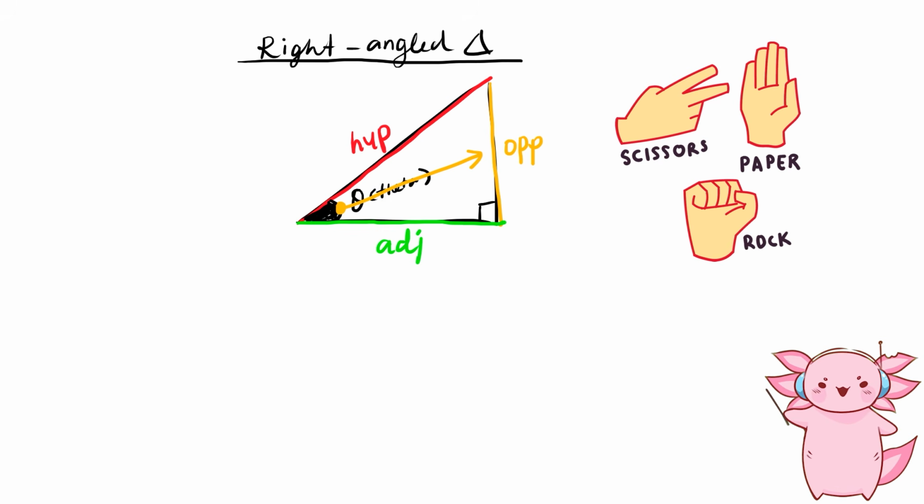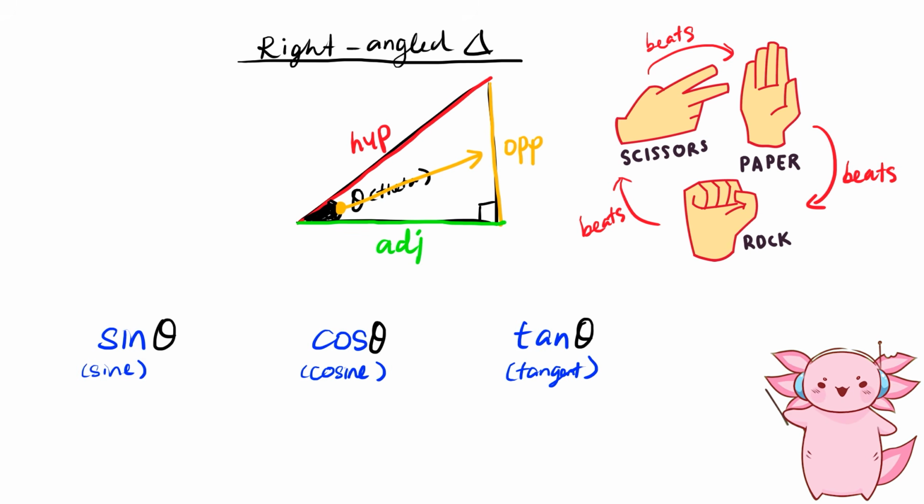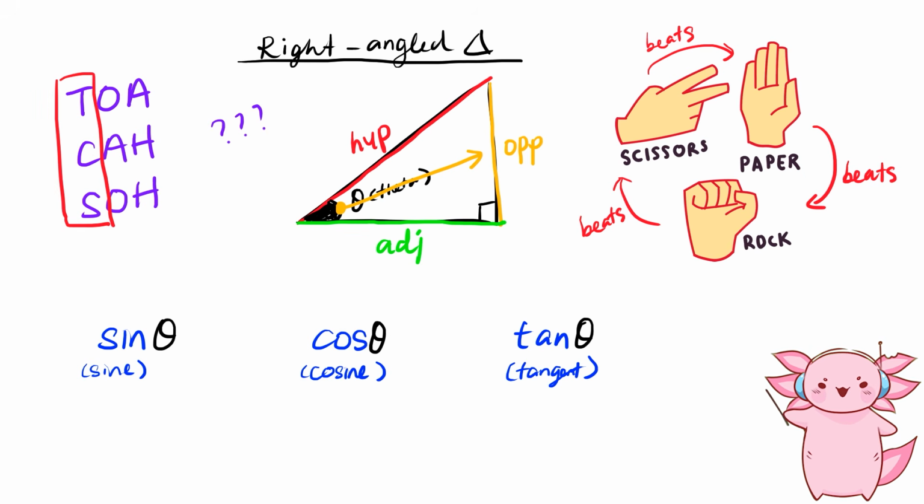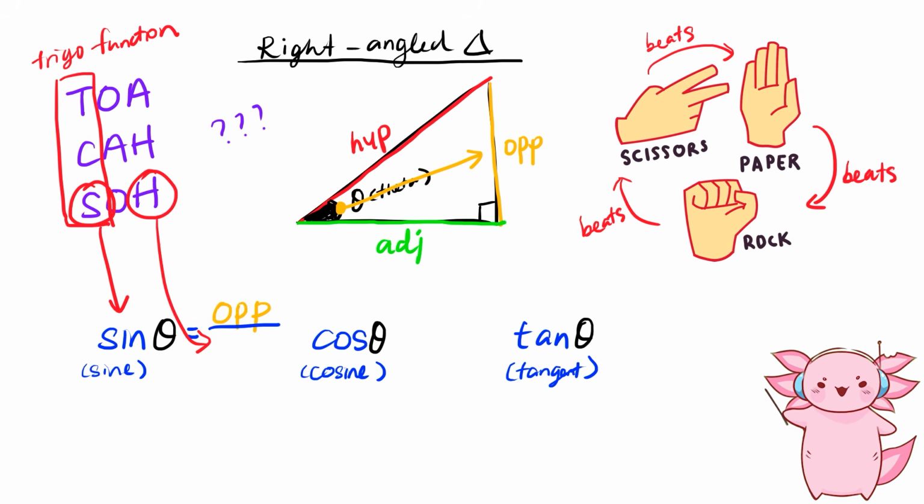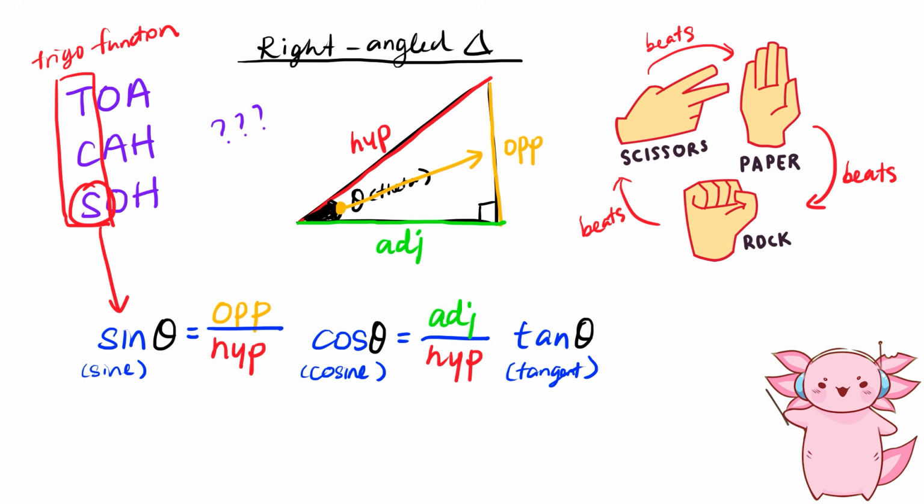Okay, so you know how in rock, paper, scissors there's always a different weapon that beats some other weapon? It's basically the same thing for sine, cosine, and tangent, where you gotta remember this acronym called TOA CAH SOH, which I have no idea what it actually means. But the first letter represents the trigo function. So S means sine, which equals O, which means opposite, over H, which means hypotenuse. And the rest will look something like this.